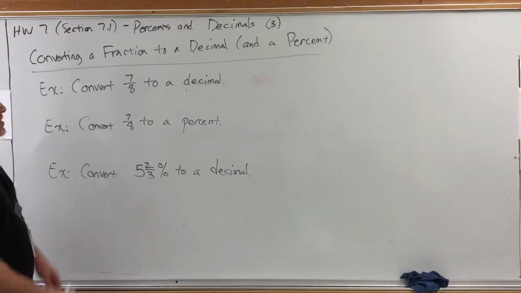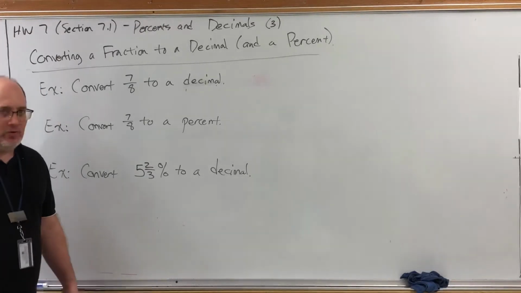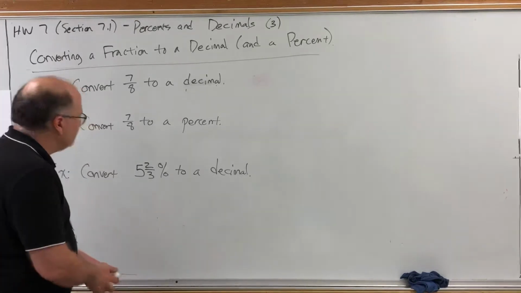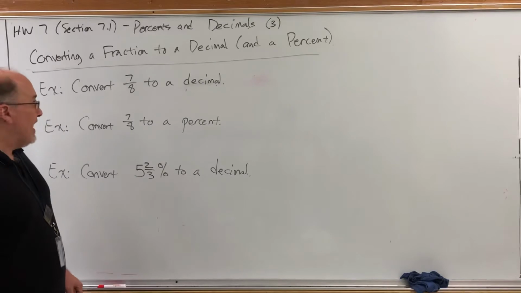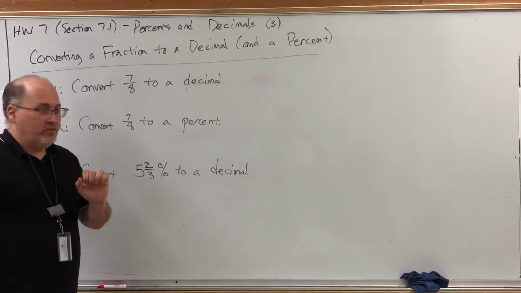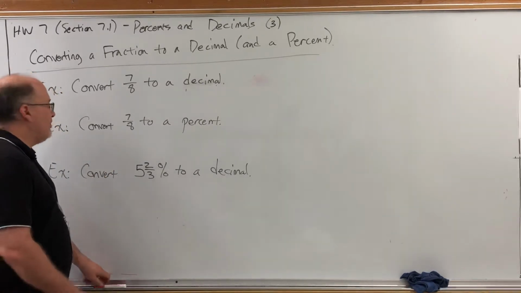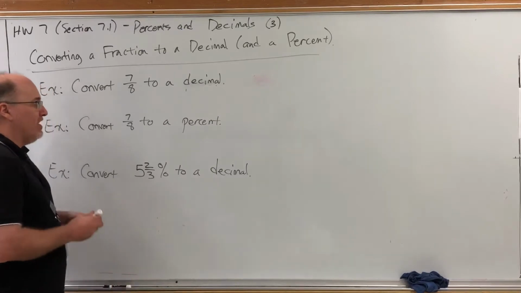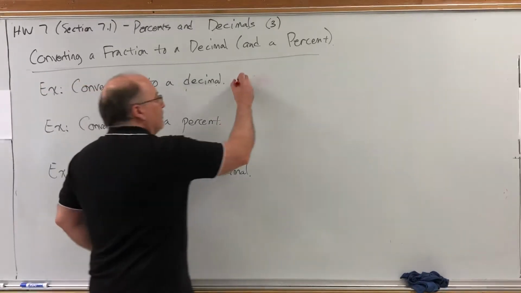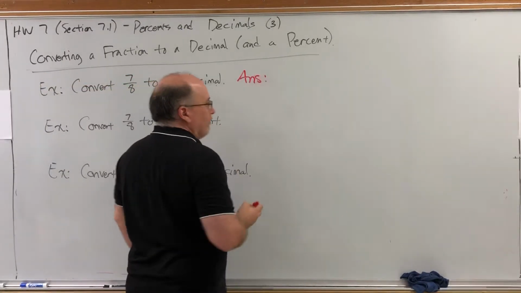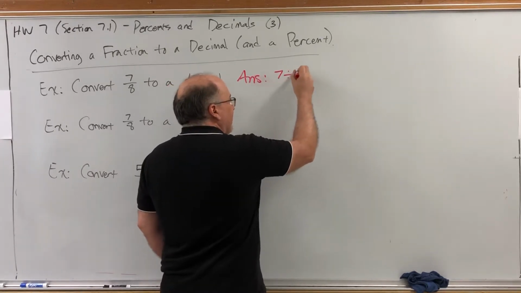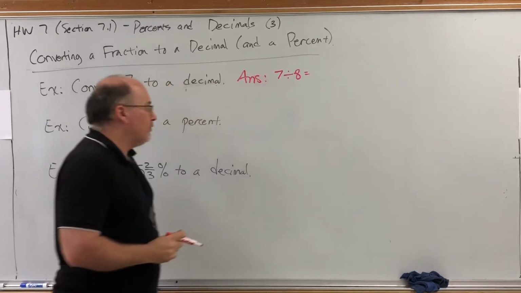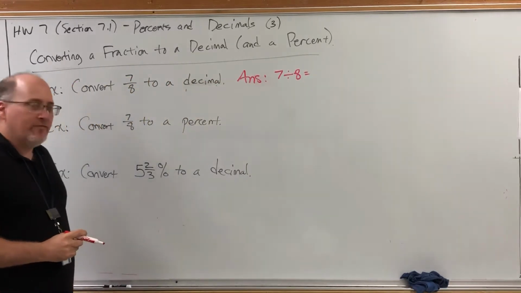Another conversion that we can do is converting a fraction to a decimal and also to a percent. It's pretty easy if you just remember one thing, that a fraction is just a division problem. So for example, let's say we want to convert 7/8 to a decimal. All you have to do to convert a fraction into a decimal is to divide. 7 divided by 8. Feel free to use a calculator to do the division for you.